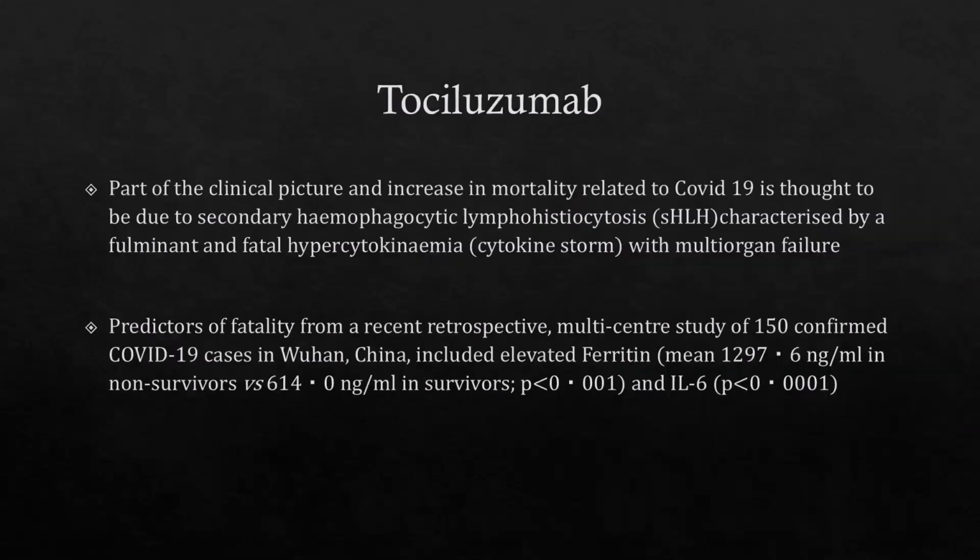Okay, so we think that part of the clinical picture with COVID is related to this cytokine storm that leads to multi-organ failure. It looks like a secondary HLH picture with high cytokine levels, including IL-6, and multi-organ failure. There was a retrospective multi-center study, again from China, of 150 confirmed COVID cases that seemed to have this secondary HLH picture with elevated ferritins, and they looked at their IL-6 levels. This was the basis and the thought for, okay, if they have this secondary HLH and cytokine storm, is there something we can do to target this portion of what's leading to multi-organ failure?